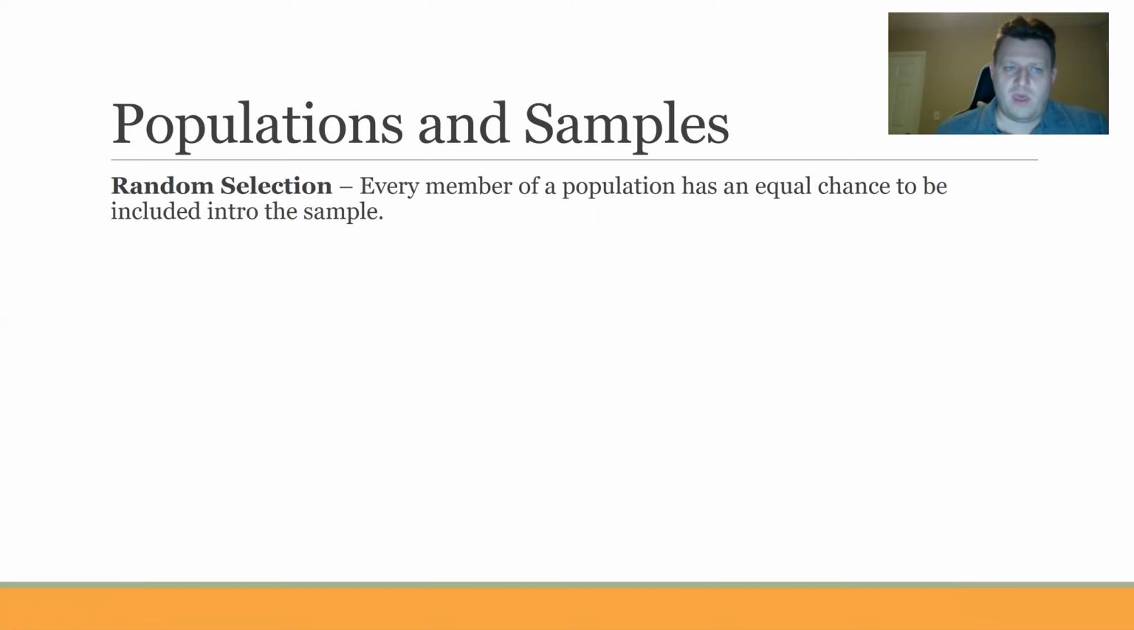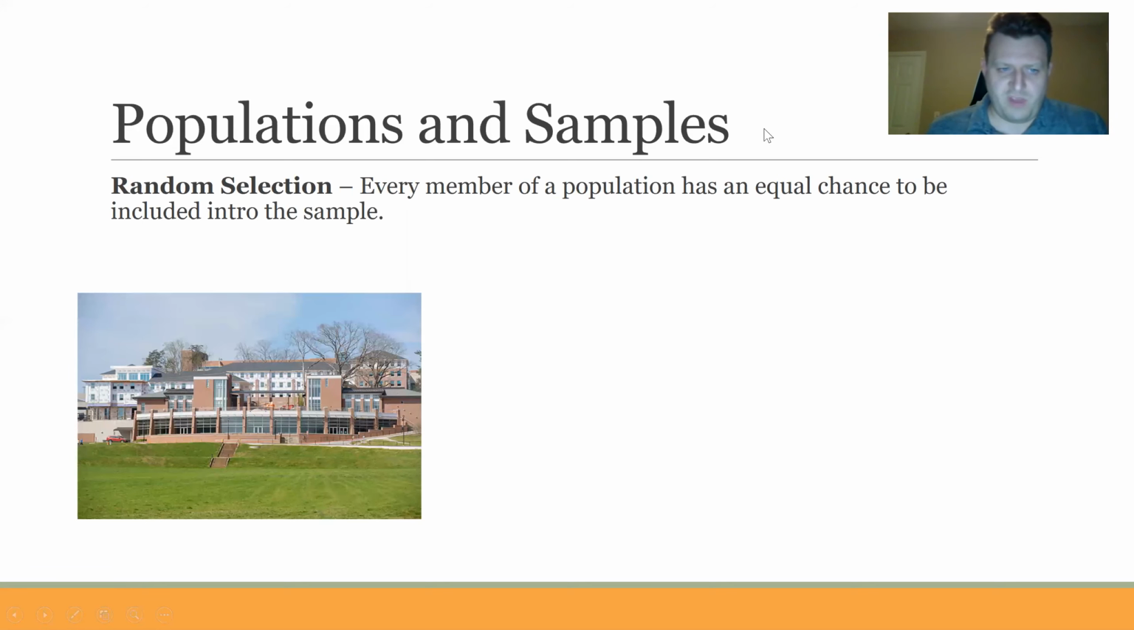For random selection, we gather a sample in such a way that every member of the population has an equal chance to be included in the sample. Everybody has an equal chance of being selected. We might use a random number generator or something along those lines to do random selection. So let's talk about a couple of sampling techniques, and let's see if we are using random selection or not.